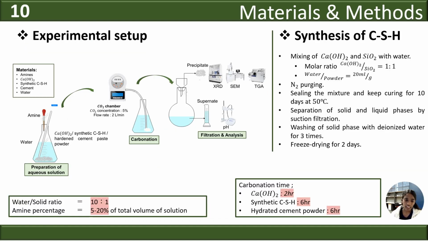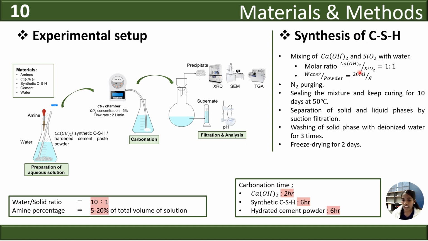This is the experimental setup. First, we prepare the solution with different calcium-rich materials such as portlandite, CSH and hydrated cement powder with amine and water. And then we kept it for carbonation. We supplied carbon dioxide bubbling for a specific period. And then we filtered it and did the microstructural analysis for the precipitate and the pH analysis for the supernatant.